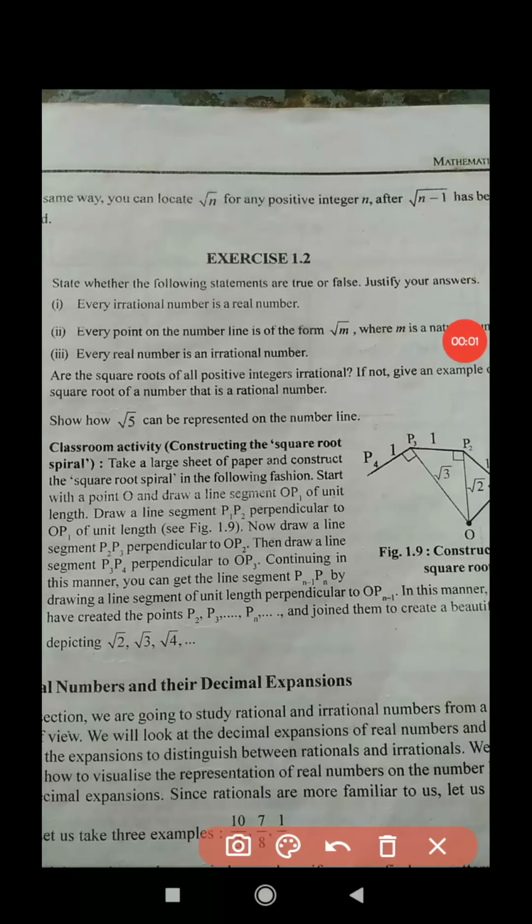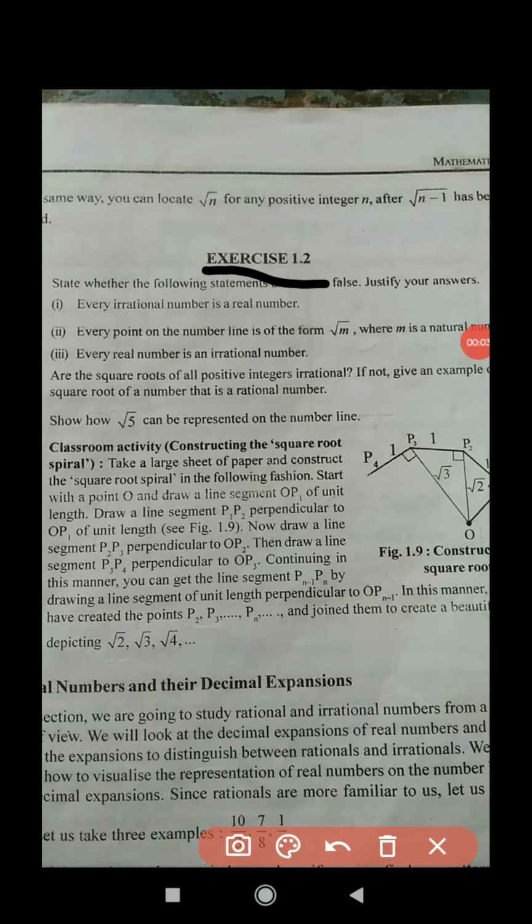So now let us enter into the exercise problem, exercise 1.2. Everyone write it in your classwork. So we have first main, state whether the following statements are true or false, justify your answer. In that we have first one, every irrational number is a real number.